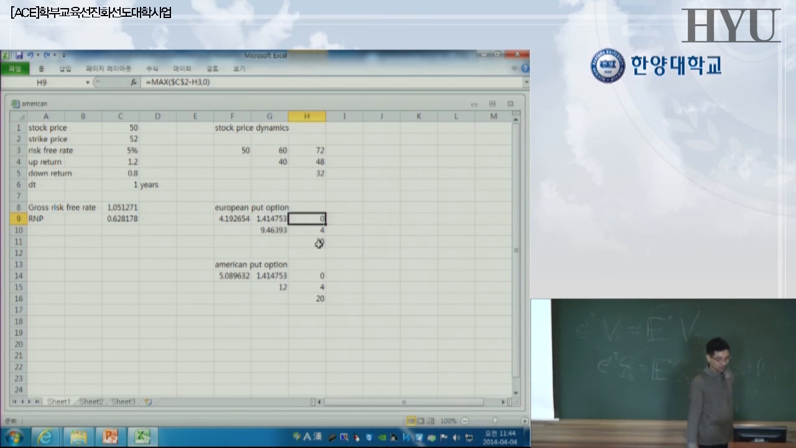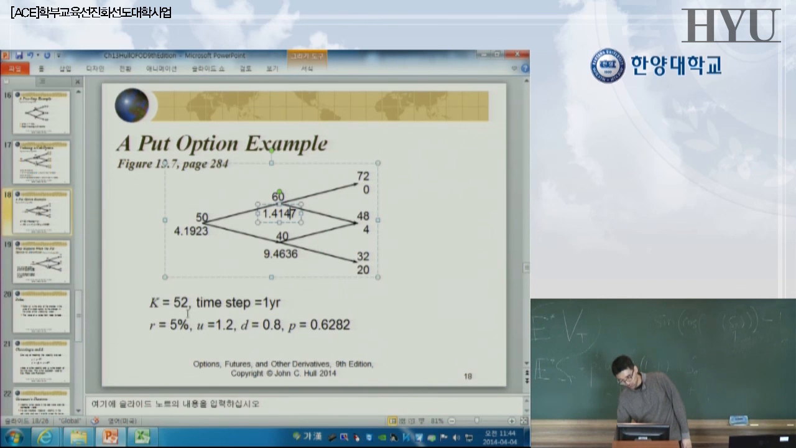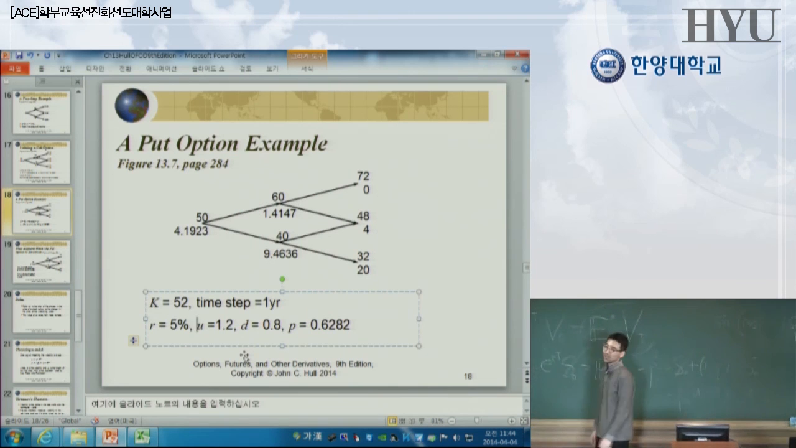So basically it means that we can do any valuation. One remaining question is, of course, how to determine U and D, right? How to determine U and D. U and D is again very easy. Okay?